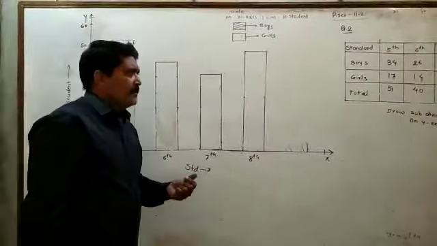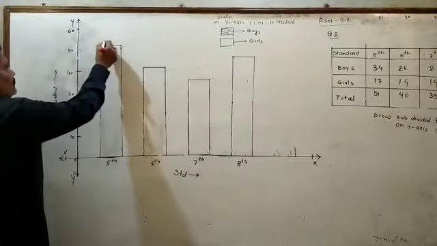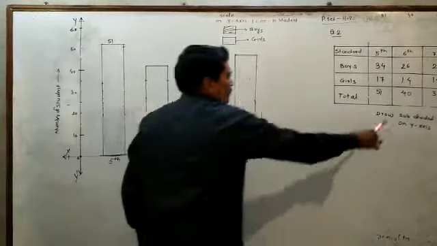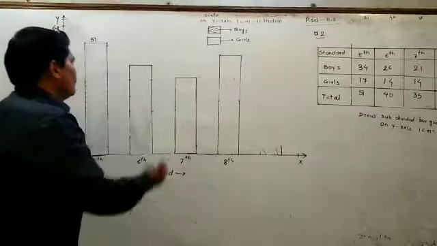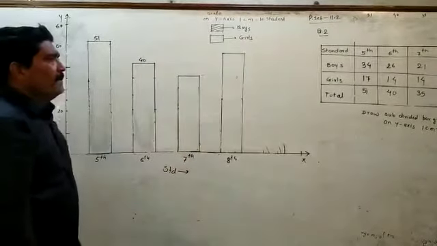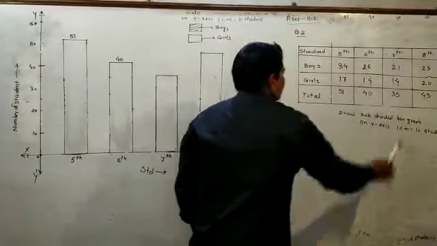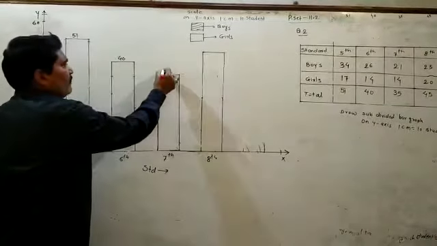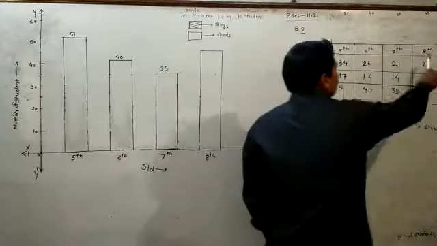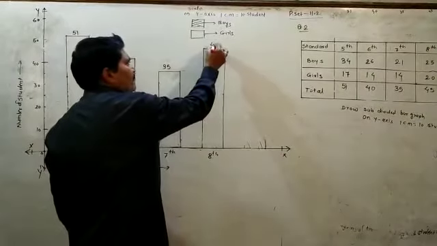Here the total number of students in the 5th standard is 51. So I draw this total number of students. This includes girls and boys, 51. The total number of girls and boys in the 6th standard is 40. So this one I draw like this, 40. The total number of students in the 7th standard is 35. This includes boys and girls, 35. And the total number of students in the 8th standard is 45. So I draw this as 45.